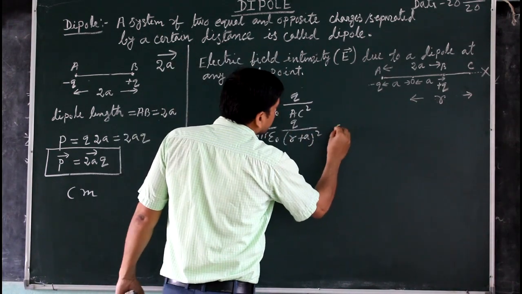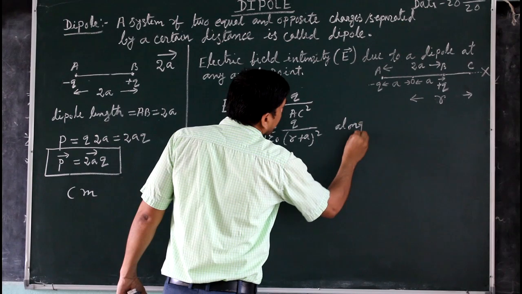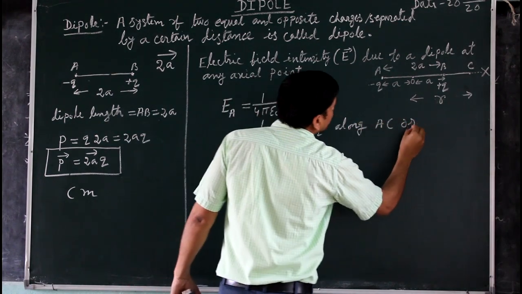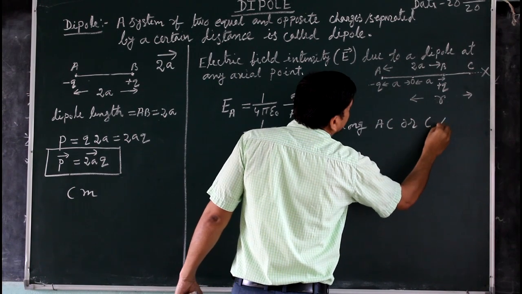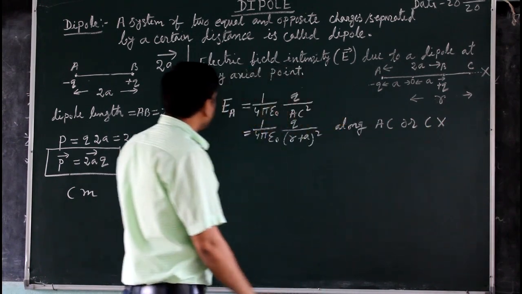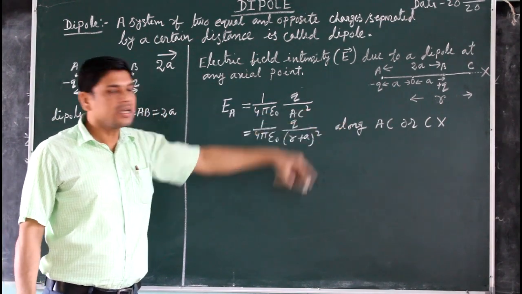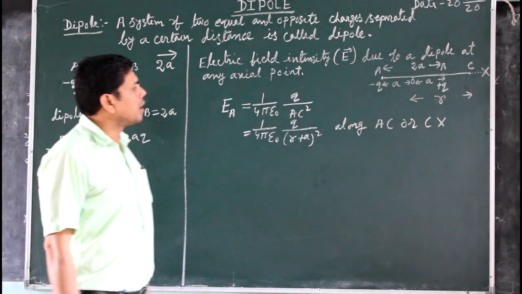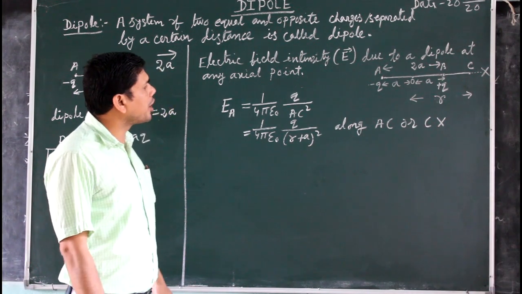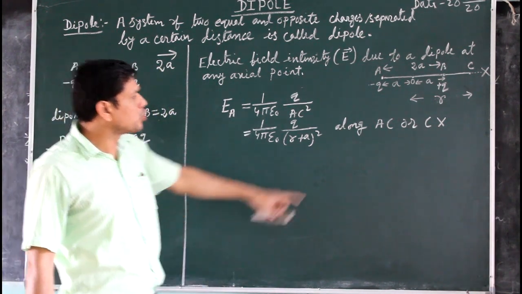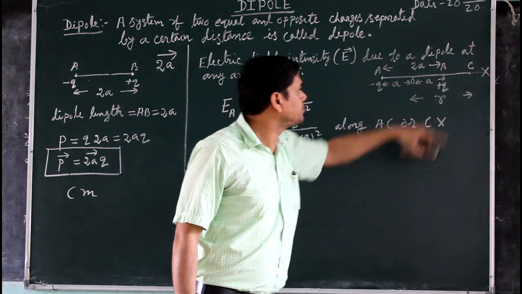And direction will be along AC or CX. So this is the magnitude, and this along AC is its direction. Now, same way, we have to find the electric field intensity at point C due to this plus q charge.